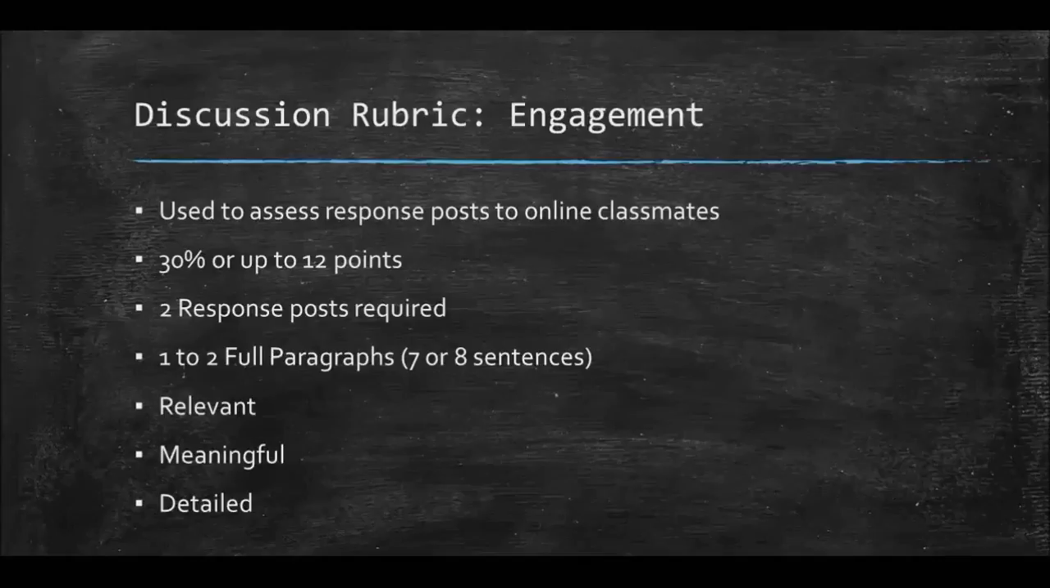For each discussion assignment, you are required to respond to at least 2 of your peers. Again, your responses, as outlined in the rubric, should be 1 to 2 full paragraphs in length. A short sentence or 2 does not constitute a full paragraph. Your response posts should be relevant as well, as that is mentioned in the rubric.